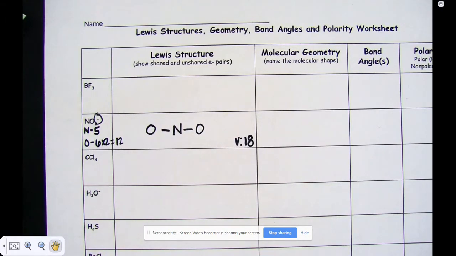All right, so now what my first step is, I always fill everything up. I put 2 electrons around all of my unshared pairs, and therefore I fill everything up with unshared pairs. And if you've used too many, then you can work backwards.